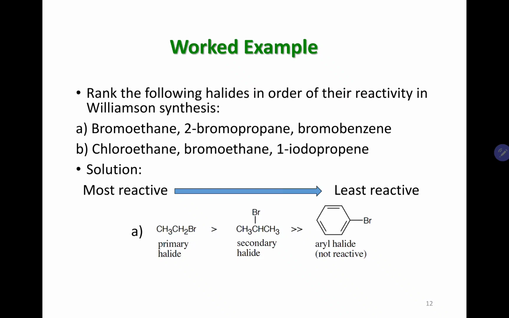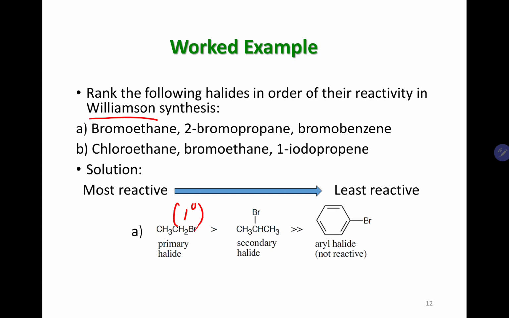And we are interested in Williamson synthesis, where it is an SN2 type synthesis. So you need a primary alkyl halide. Whenever you have a primary alkyl halide, the reaction is much faster. Secondary alkyl halides are not that fast, and of course aryl halides are not reactive. That is why ethyl bromide is the best or the most reactive alkyl halide.